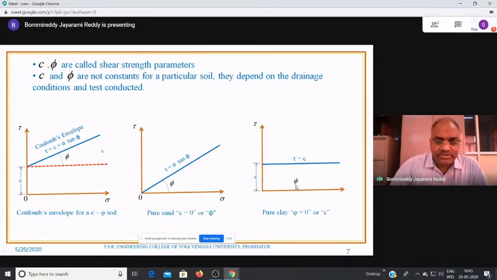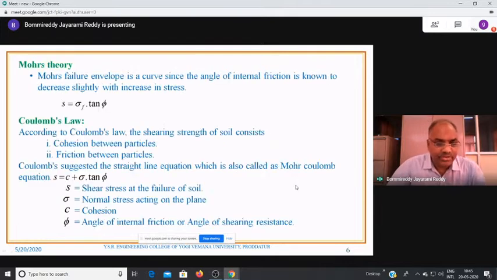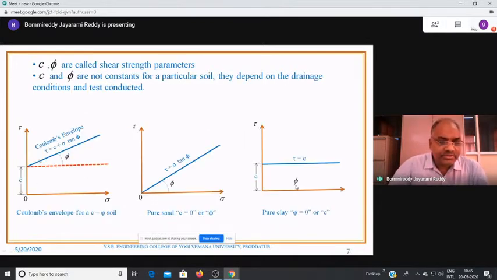You can look at these diagrams in the previous Mohr-Coulomb theory. S is equal to C plus sigma tan phi, which is a generalized equation that can be used for any type of soil. So this equation can be represented in the form of a graph. In place of S, the shear strength, we can call it tau, and this is the Coulomb envelope, the Coulomb failure plane. Envelope means failure plane.